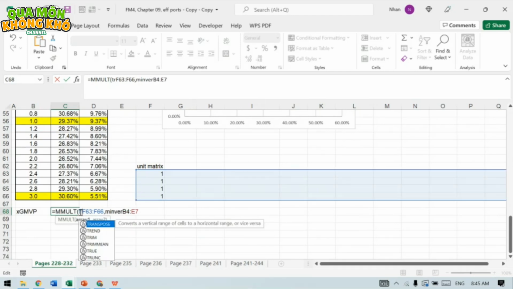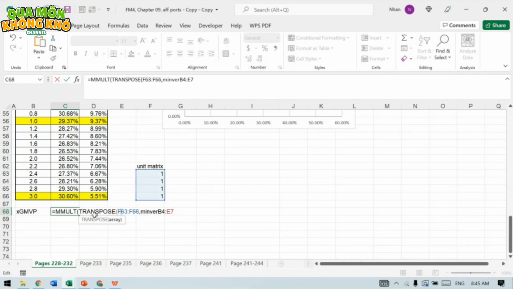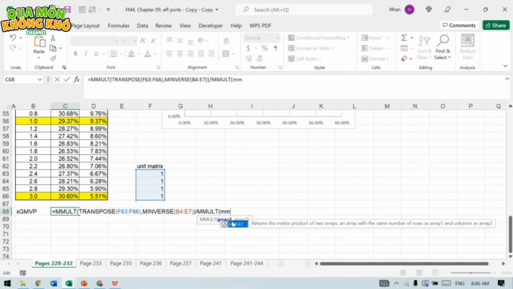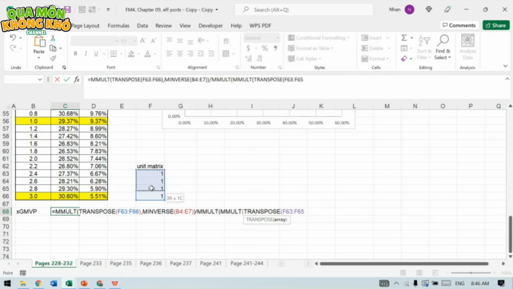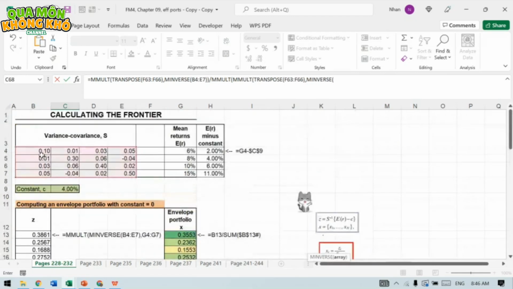Oh, yes. Transpose. Inverse here. And then divided by the transpose of here, and then the inverse of the variance covariance.